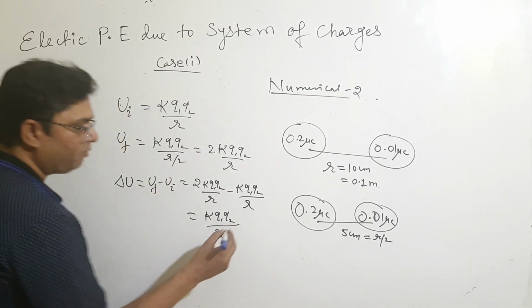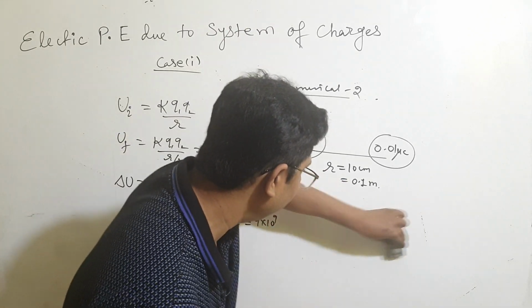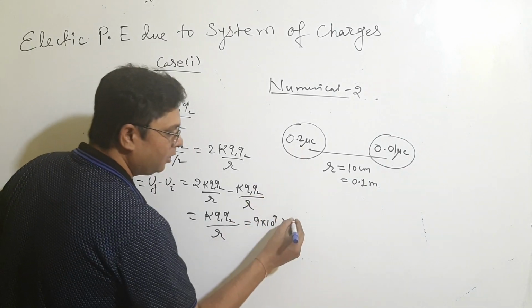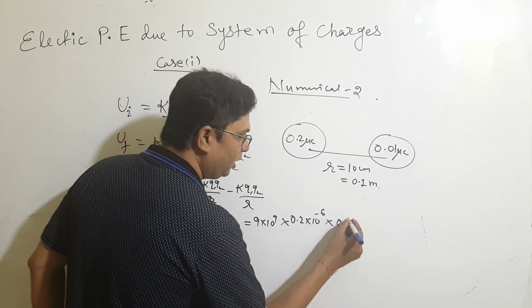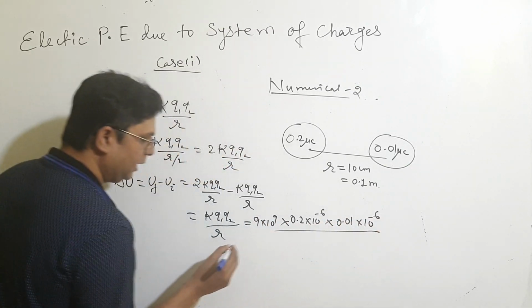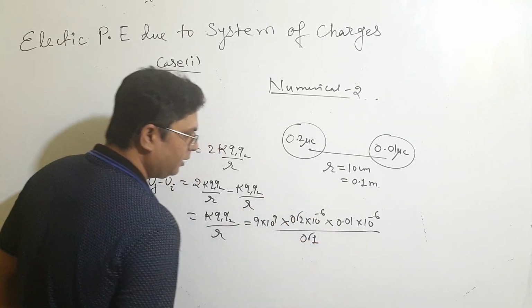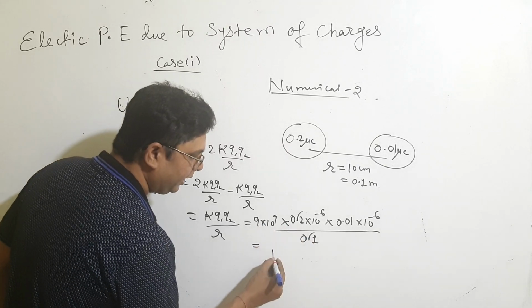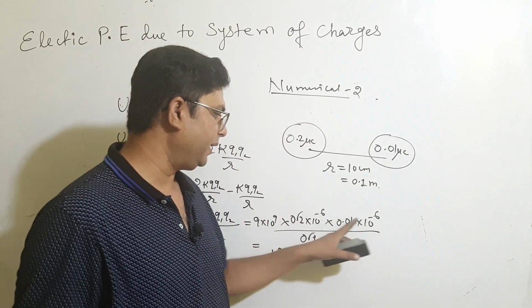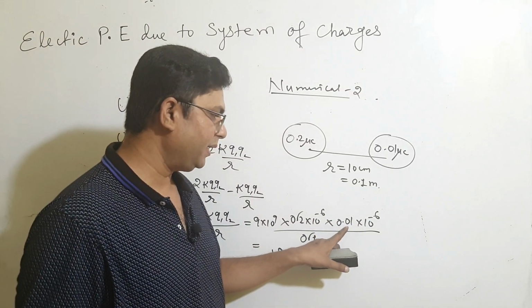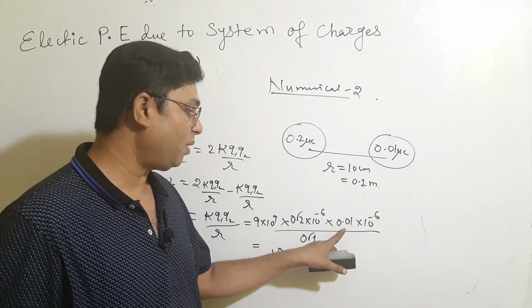Put the values. The value of K is 9 into 10 to the power 9, the value of Q1 is 0.2 into 10 to the power minus 6, the value of Q2 is 0.01 into 10 to the power minus 6, and the value of R is 0.1. Remove this decimal point. Now you have 9 into 2, 18. And what about the power? Here it is minus 6 and minus 6, so it will be minus 12. Here there is a 10 to the power minus 2 coming from this side. So minus 12 and minus 2 is minus 14, 10 to the power minus 14.